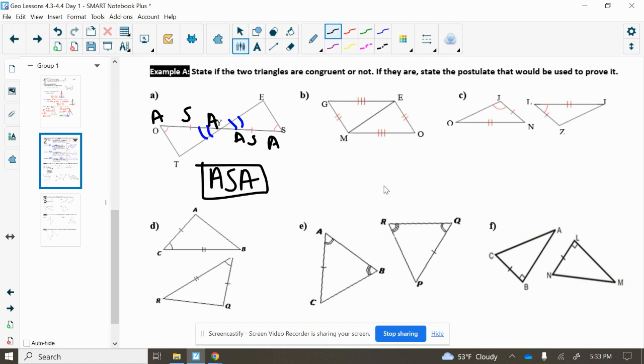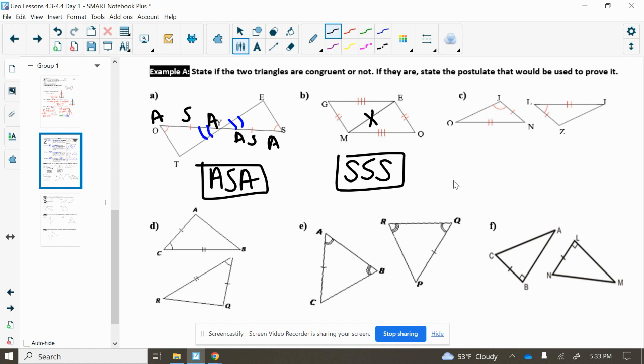In the second picture, we are allowed to mark side ME congruent to side ME because of that reflexive property, right? It's a shared side between the two. And then when we look at the two triangles, they have a pair of sides congruent from the reflexive, and then they marked two other pairs of sides. So we would say that these triangles are congruent by side, side, side.